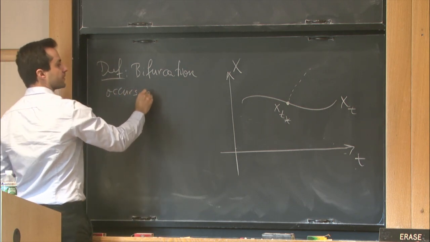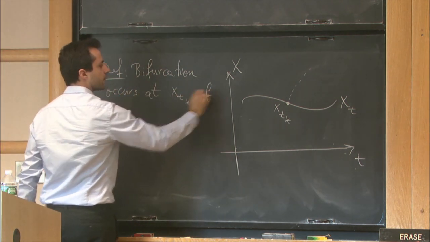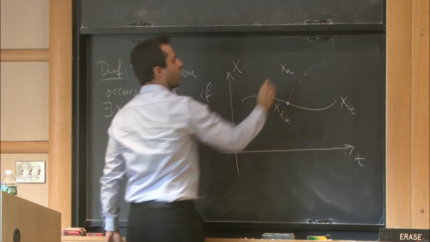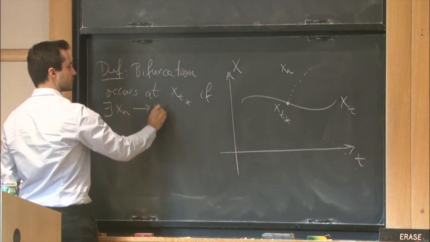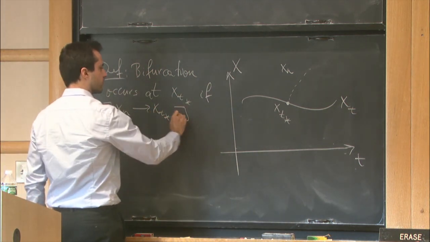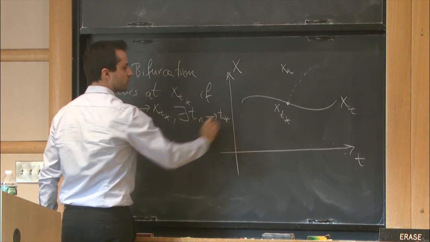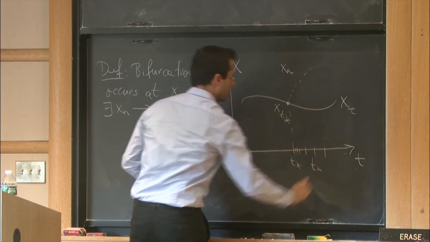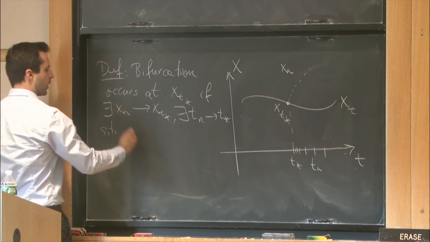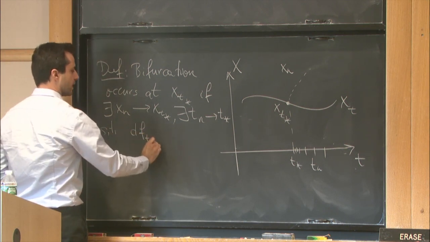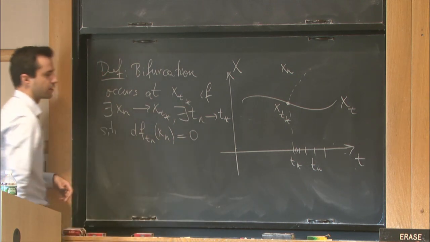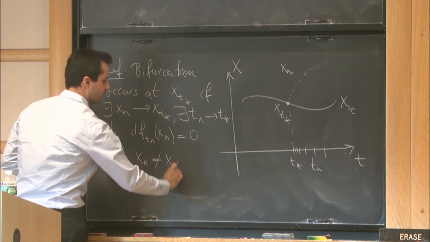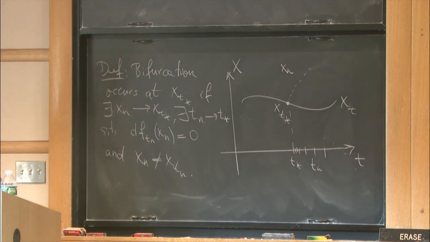So we say, definition, that bifurcation occurs at x_{t*} if there exists a sequence, I'll call them x_n, of other critical points, so x_n converging to x_{t*}, and a sequence of corresponding t_n's converging to t*. So these are the corresponding values down here, such that x_n is a critical point for df_{t_n}, but they are new ones. They are different from the ones we have in the family, right?